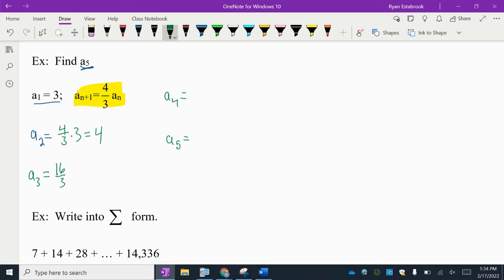What then is the fourth term? 64 over 9. You multiply by 4 over 3, we get this. Last one, we want the fifth term. How about, Rebecca, what's the fifth term? 4/3 times. Okay, so multiply by 4/3, what do you get?